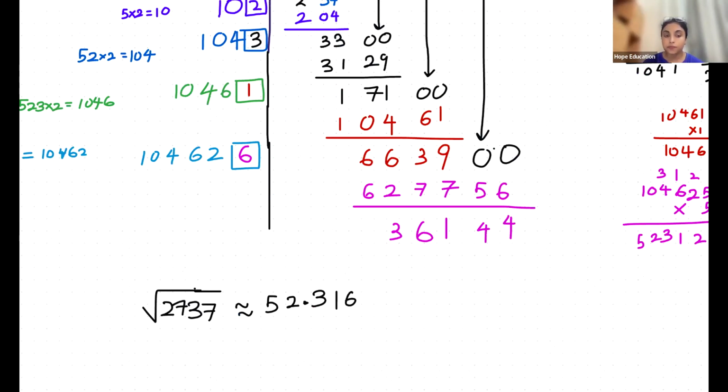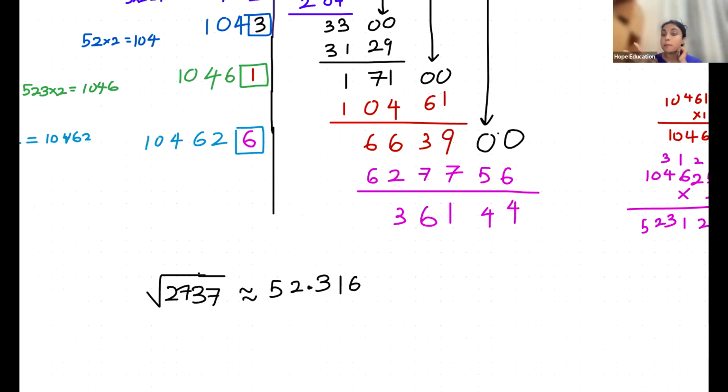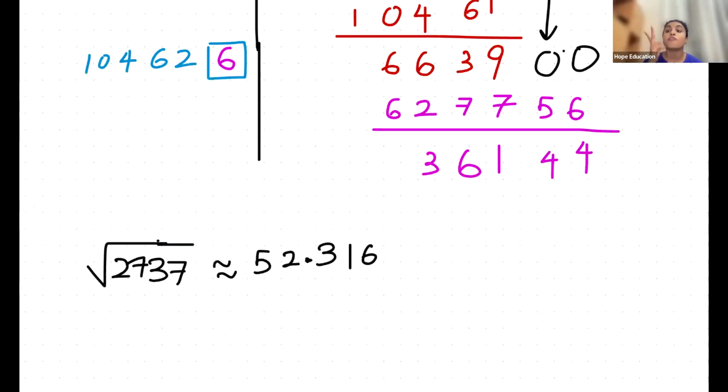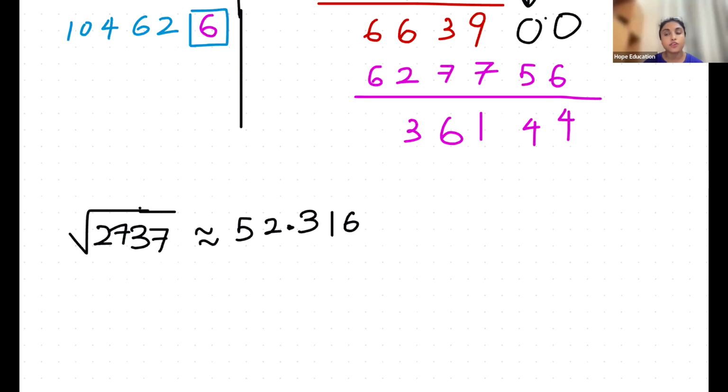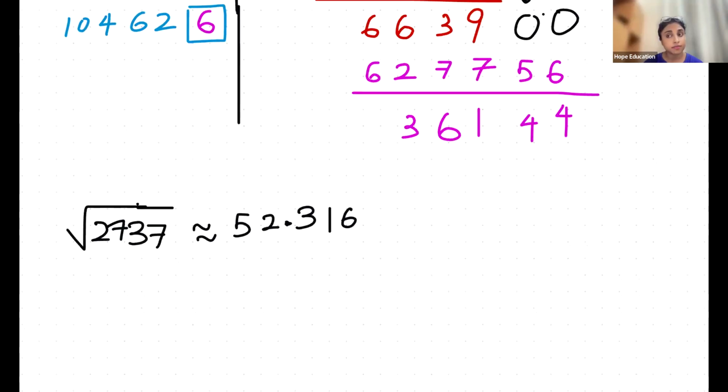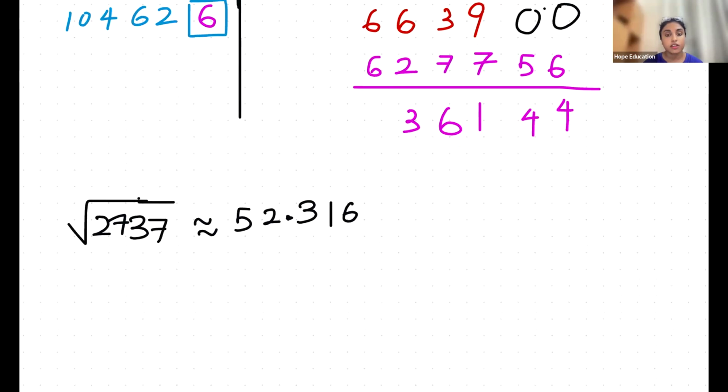Because now, if we have found to 3 decimal places, we can round off to 2. Can you round this off to 2 decimal places? 52.316. When you round it off to 2 decimal places, what do you get? So here the number is 6. So 6 is higher than 5, right? So when you round off, you get 52.32.